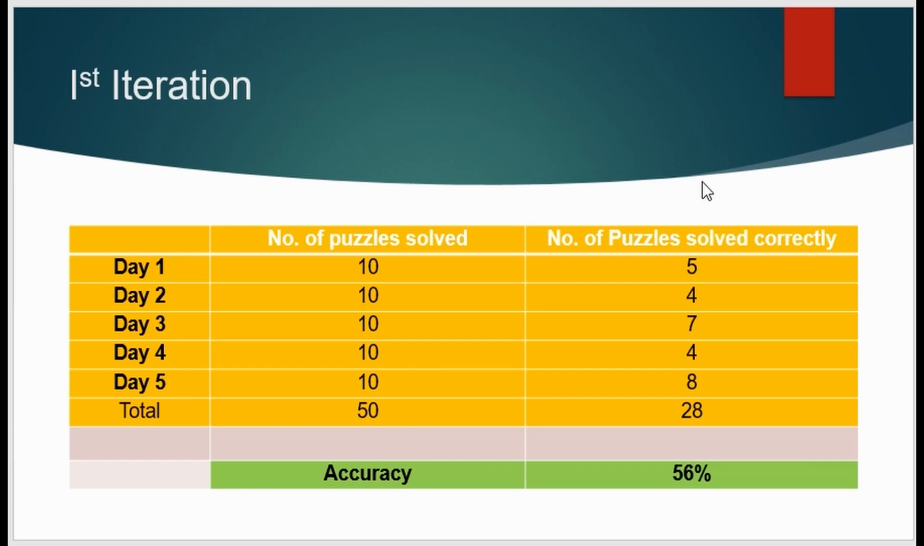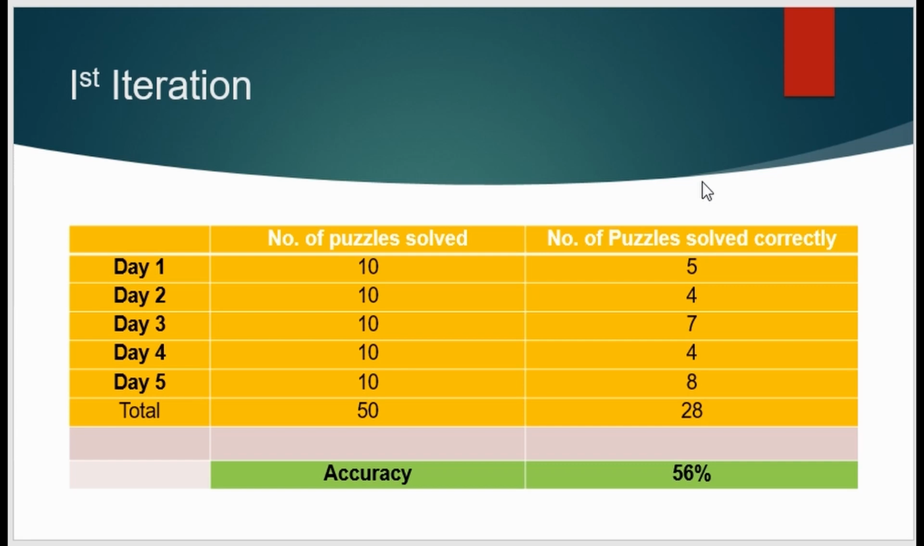Let us try to understand with an example. Let us say we have 50 puzzles. Typically, in the first iteration, we group them into 10 puzzles and try to solve in 5 days. Let us say our accuracy is 56%. But what we need to understand is that every day, whatever puzzles we have not solved properly, we try to understand the correct answers for them. So at the end of day 5, we have solved all the 50 puzzles and we have fed the correct answers to the brain.